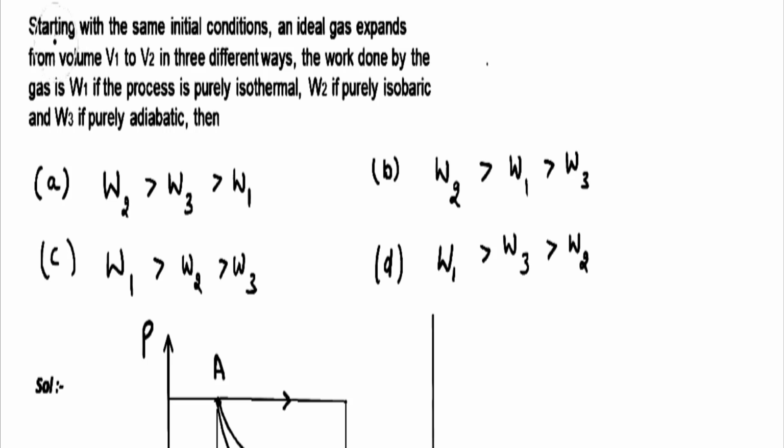Let's look at the question. Starting with the same initial conditions, an ideal gas expands from volume V1 to V2 in three different ways. The work done by the gas is W1 if the process is purely isothermal, W2 if it is purely isobaric, and W3 if purely adiabatic. Then options are given, and we have to choose one option.